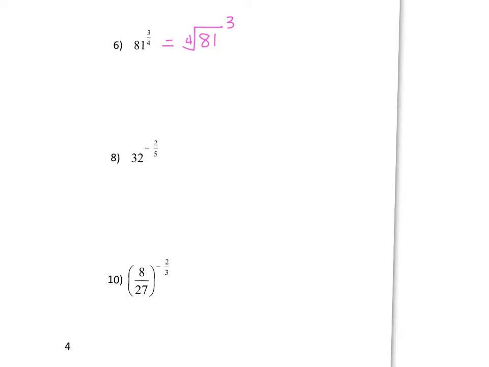Now, some of you may have to use your calculator for this anyway. I'm not really sure. But if we want to figure out what the 4th root of 81 is, you're just figuring out what number can I multiply by itself 4 times to give me 81. All right, well, basically, 3 times 3 is 9. 9 times 3 is 27. And 27 times 3 is 81. So the 4th root of 81 is 3.